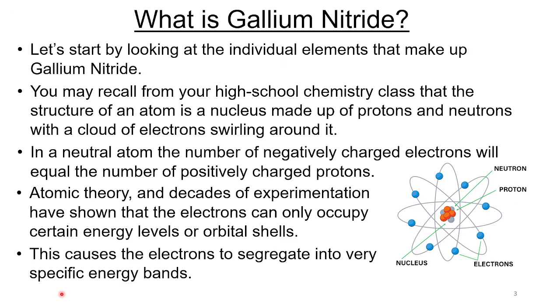Now you may recall from your high school chemistry class that the structure of an atom is a nucleus made up of protons and neutrons with a cloud of electrons swirling around it. In a neutral atom, the number of negatively charged electrons will equal the number of positively charged protons. Atomic theory and decades of experimentation have shown that the electrons can only occupy certain energy levels or orbital shells.